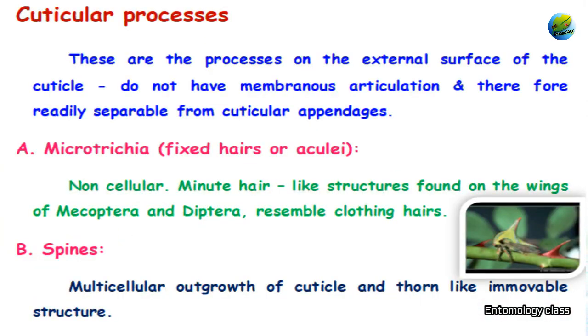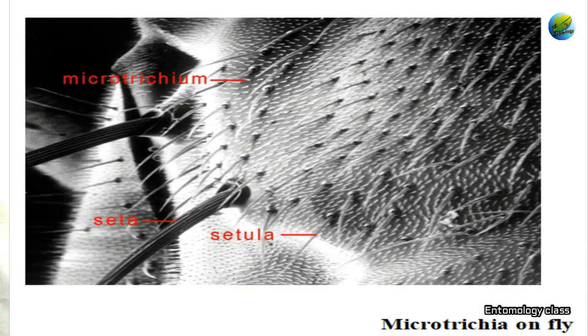For example, we have the microtrichia, which are the fixed hairs, tiny non-cellular minute hair-like structures found on Mecoptera, which is the order of scorpion flies, and the Diptera, which is the order of common flies, which resemble clothing hairs. So these microtrichia cannot move themselves. We can see them here like a very tiny hair growth. They do not have the membranous articulation, so they cannot move.